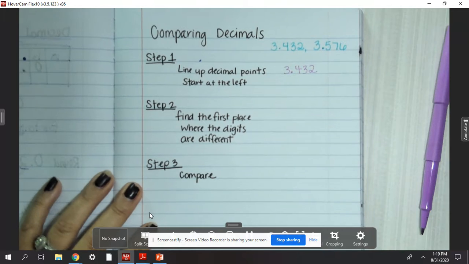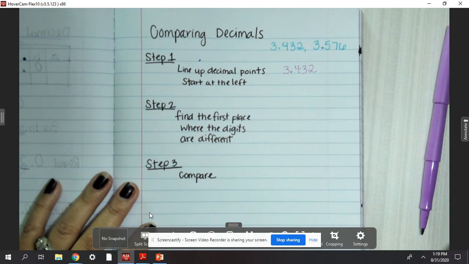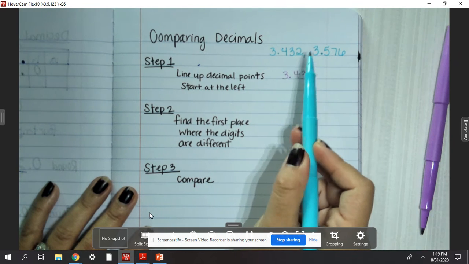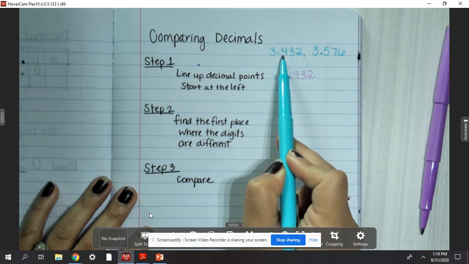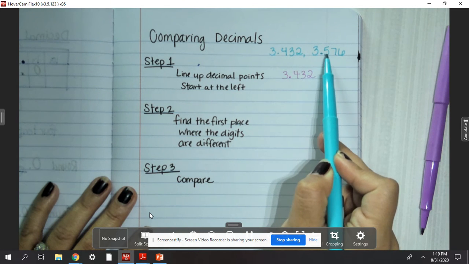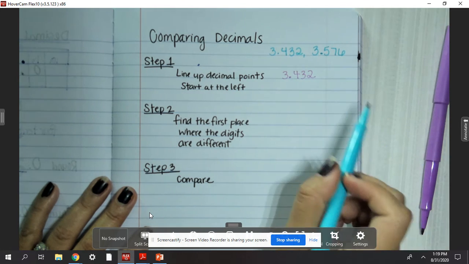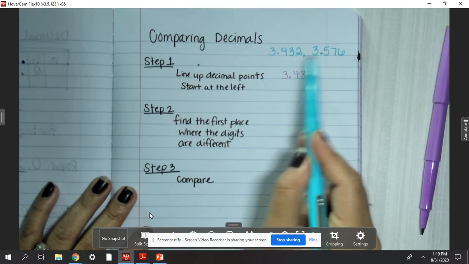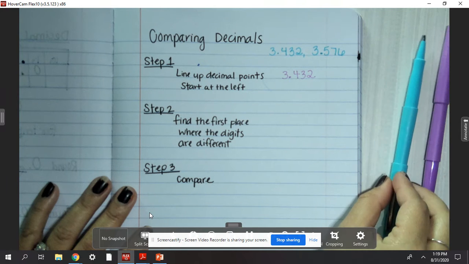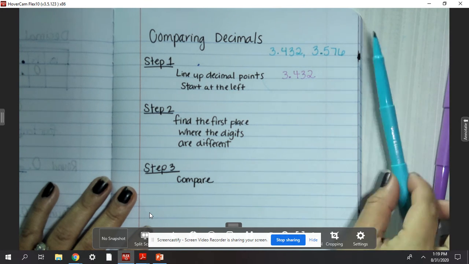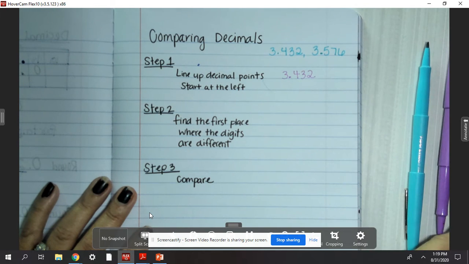So I went ahead and wrote some steps here that are going to help you. So the numbers we're going to use are right here. So I have 3 and 432 thousandths, 3 and 576 thousandths. Okay. So we're going to do these step by step. We're going to compare these numbers and we're going to write a number sentence explaining which one is greater than or less than.